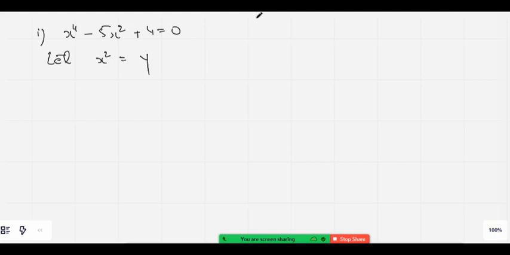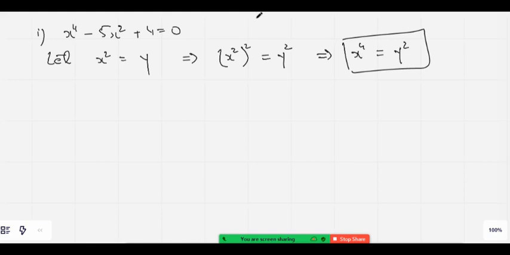Okay, now when you square both sides, we will come to know what should be our x square in terms of y. So you see the x power 4 will be equals to y square. Wherever I'm having x square, I will replace it by y. Wherever I'm having x power 4, I will replace by y square. And now you can see that this quartic equation is transformed into quadratic. A nice quadratic equation is now here.